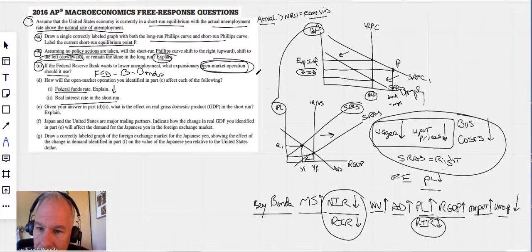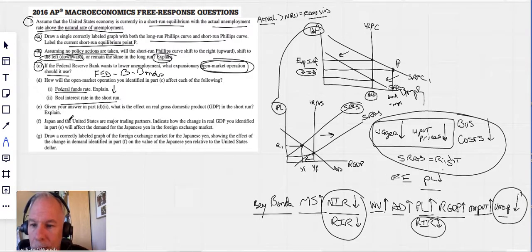And that's exactly what they were trying to do with those open market operations, was make unemployment go down. All right. Given your answer in part D2, what's the effect on real GDP?